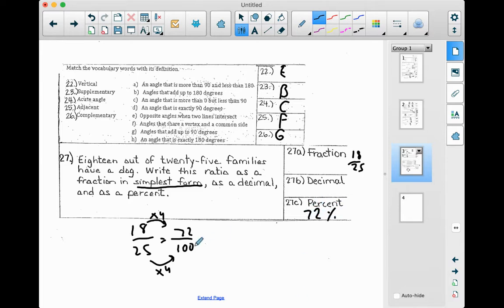As a decimal, once I have the percent, it's really easy to go to the decimal. I just move the decimal 2 places to the left. So the decimal would be 0.72. The other way I could have gotten that decimal is to do 18 divided by 25, which would also give me this. Remember, that's a direct way to turn a fraction into a decimal.